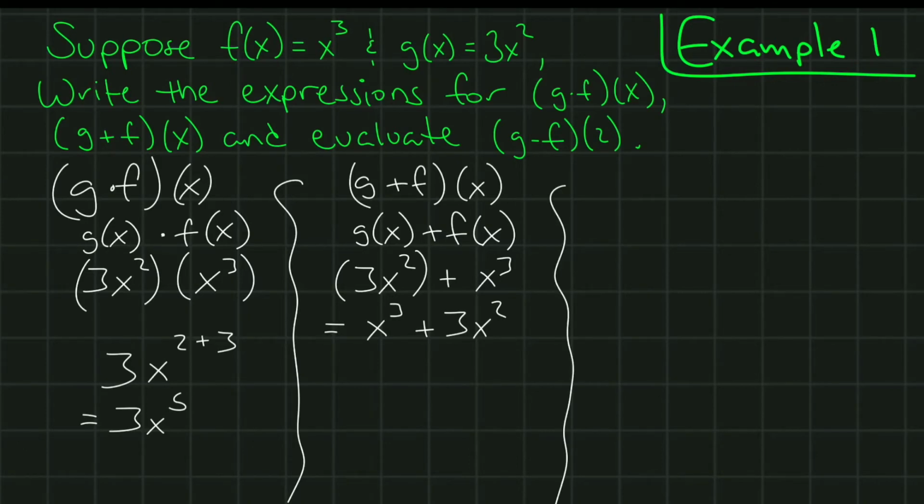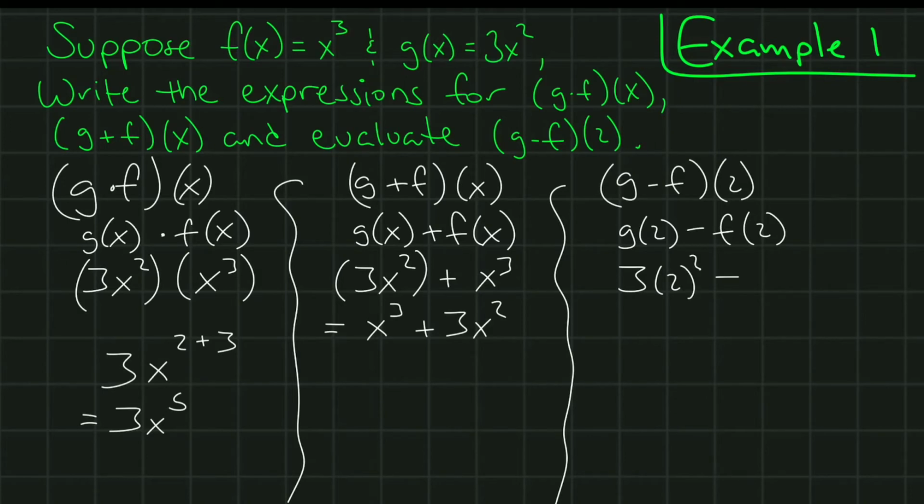And for our evaluation, we have g minus f of 2. So basically we're going to plug in the 2 for our x value. So we have g of 2 minus f of 2. We plug in the 2 for the x. So we get 3 times 2 squared minus, and we'll put that all in parentheses because that's your g function. Then we have to deal with the f function. Our f function is x to the third, so it's going to be 2 to the third.